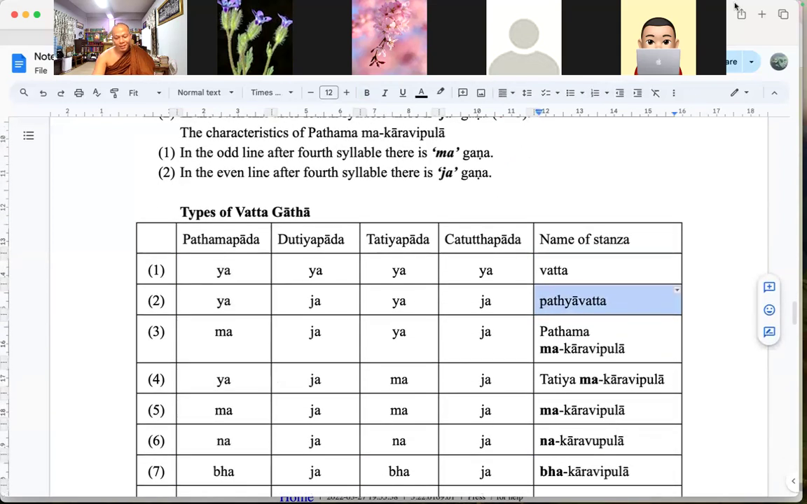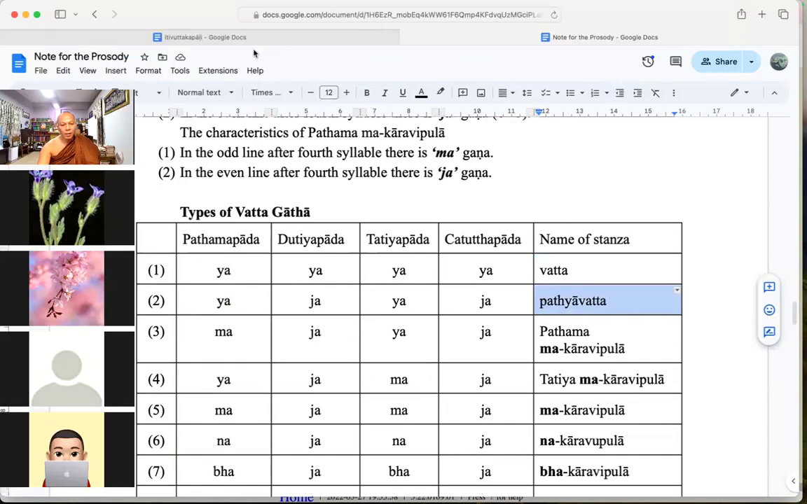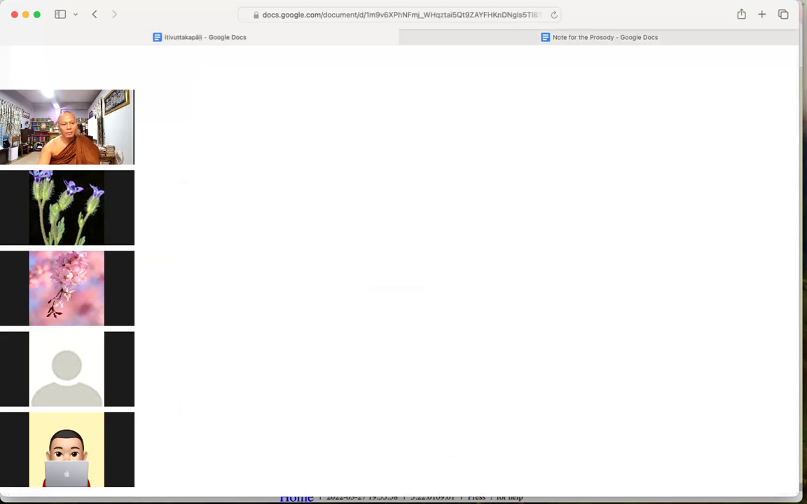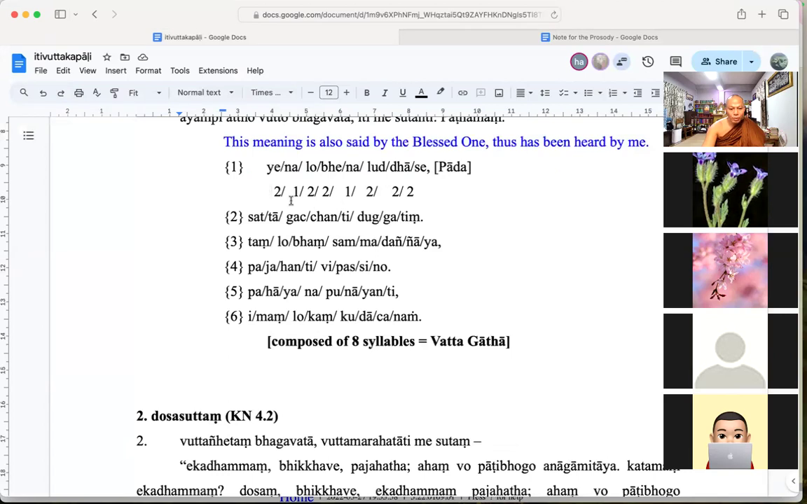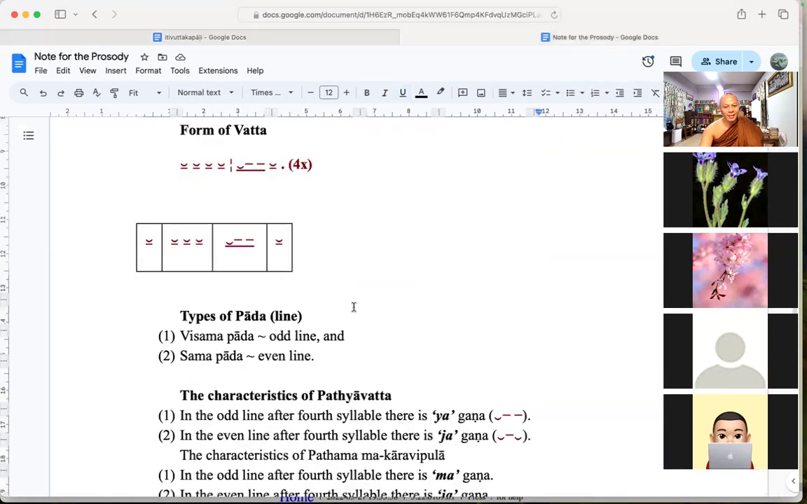Okay, so now even though time is already up, one line we should check. Next time we will continue with the remaining ones. So now you see, after 4 syllables, that is 1, 2, 3, 4, after 4 syllables, this should be underlined. So 1, 2, 2, 1, 2, 2. Which gana? So let's check. 1, 2, 2.